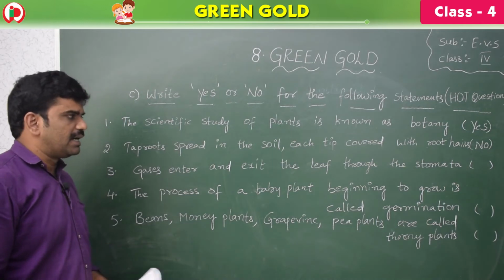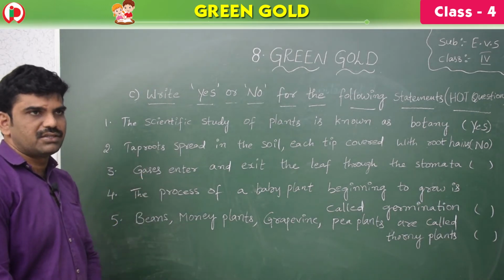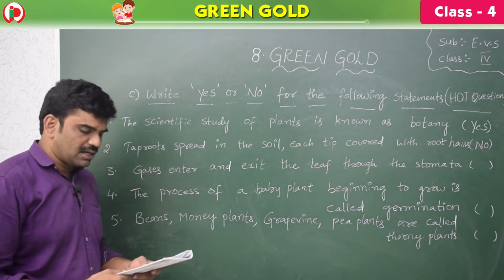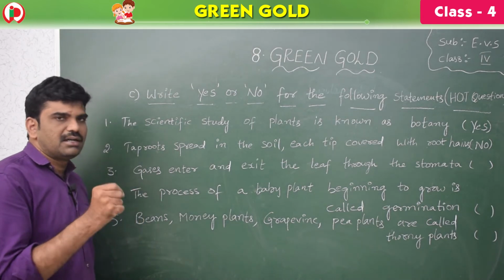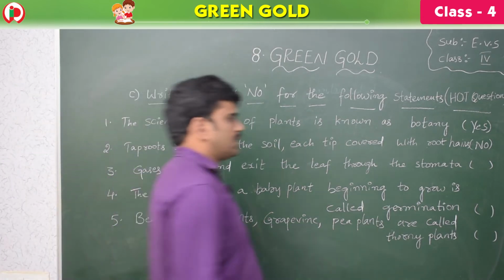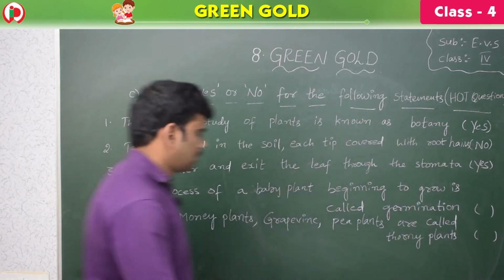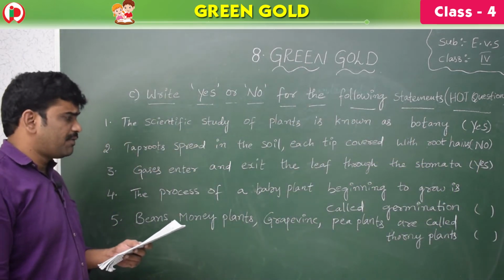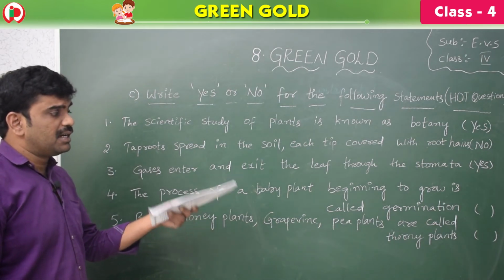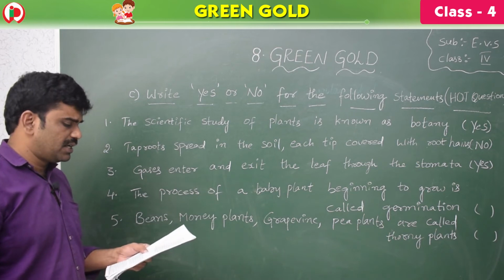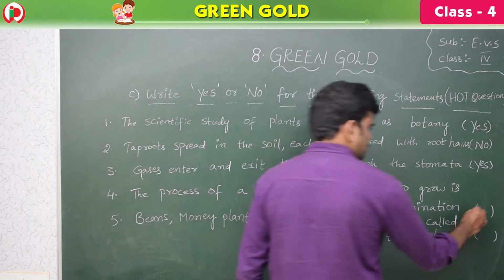Gases enter and exit the leaf through the stomata. That is called gas exchange. Yes or no? Yes, through the stomata, the gases will enter inside and exit outside. So it is yes. The process of a baby plant beginning to grow is called germination. Yes or no, children? Yes.